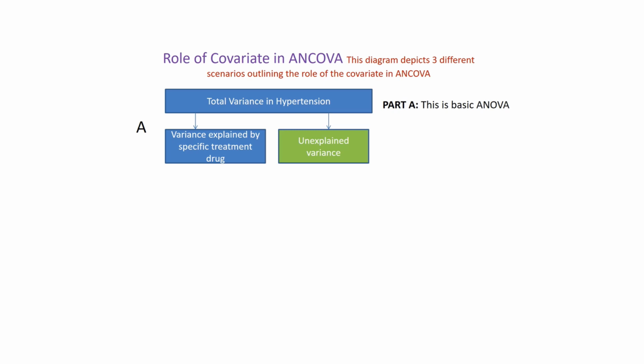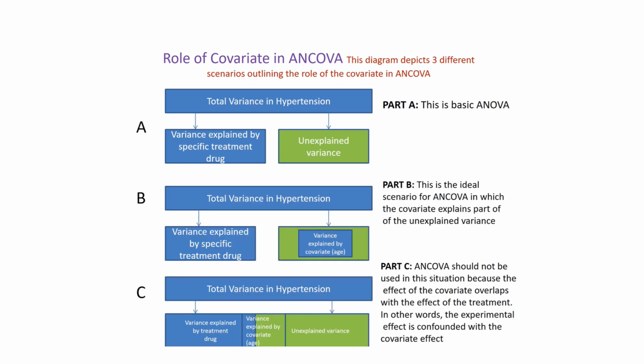And also there are some other reasons which we can see from the Stevens book. The role of covariate in ANCOVA: we have three scenarios, scenario A, B, and C. The first scenario, part A, is a basic ANOVA. Here, there is the total variance in the hypertension study, and it can be explained by two things: the variance explained by the specific treatment drug which we're including in the experiment, and the unexplained variance, where we cannot rule out some of the dependent or independent variables that are affecting the result of the study.